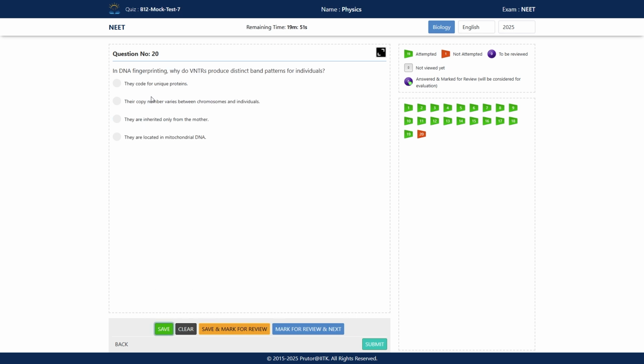Next one, in DNA fingerprinting, why do VNTRs produce distinct band patterns for the individuals? VNTRs are the basis of DNA fingerprinting. Let's have a look at the options. They code for unique proteins. Option number B, their copy number varies between chromosomes and individuals. Option number C, they are inherited only from the mother. Option number D, they are located in mitochondrial DNA. What is the correct answer?